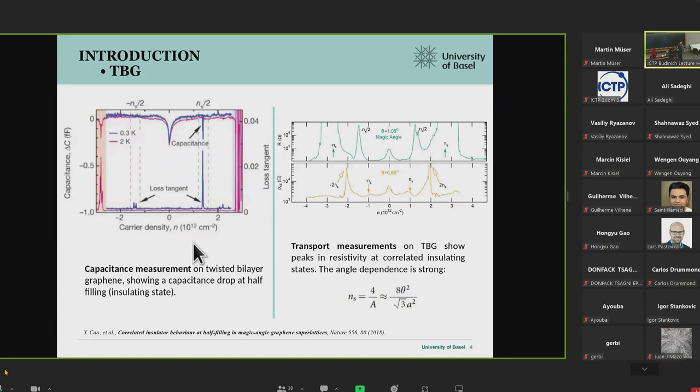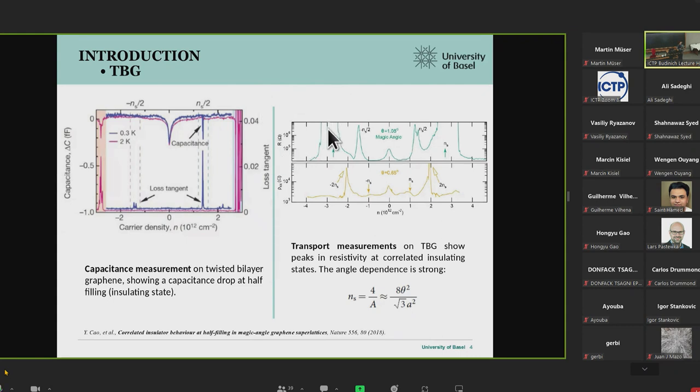One is capacitive detection. Basically, we have a layer of graphene. On top, there is a gate, which is more or less the size of a few or several micrometers. And if the quantum capacitance of the twisted bilayer graphene changes, we can basically detect this drop of the capacitance by this gate. Here, in this example, we see a drop at half filling. At half filling, we exactly inject two electrons into the mini Brillouin zone. Maximum, we can have four electrons for the mini Brillouin zone in such a system.